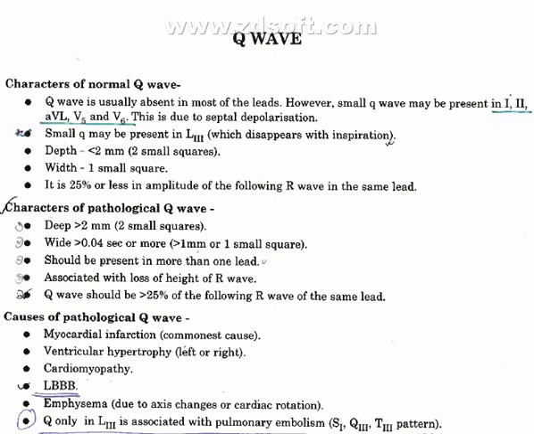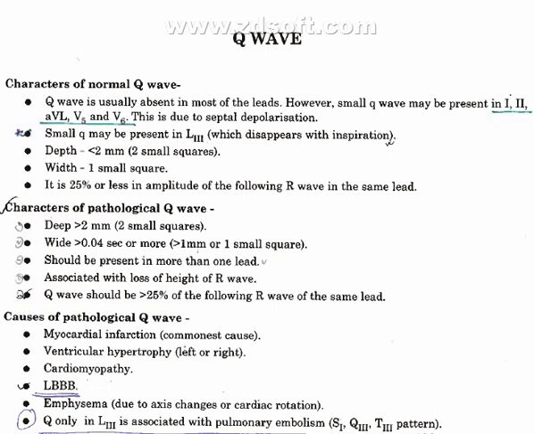Now the characters of pathological Q wave. Pathological Q wave is deep, that is more than 2 mm or 2 small squares. Wide, more than 0.04 second. Should be present in more than one lead. Associated with loss of height of R wave, and Q wave should be more than 25% of the following R wave of the same lead.